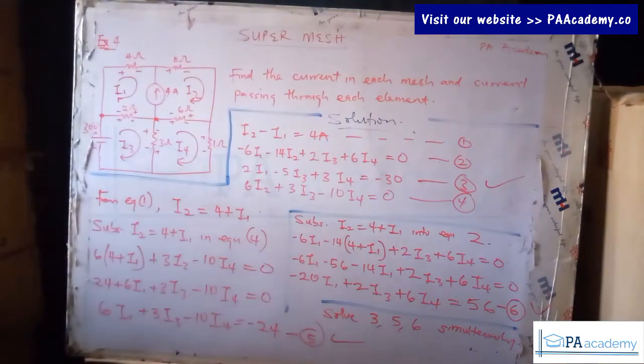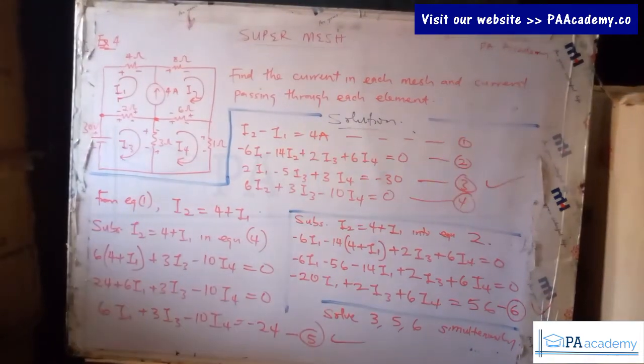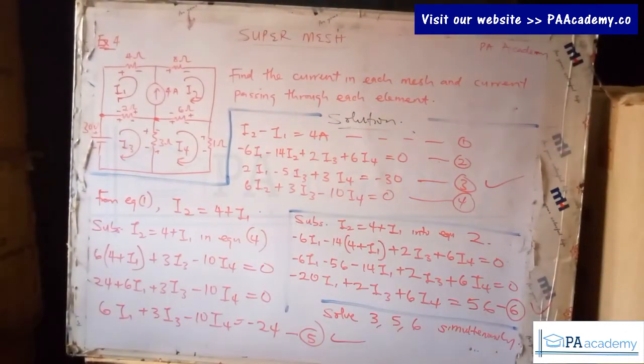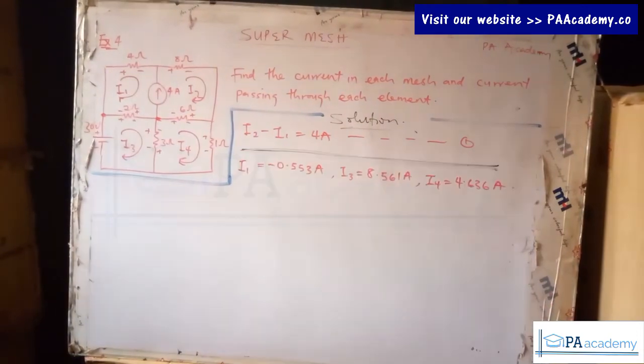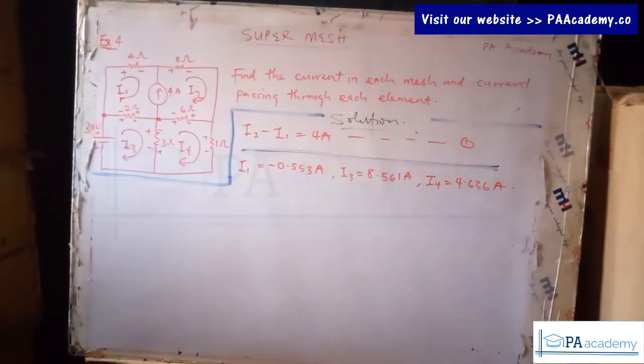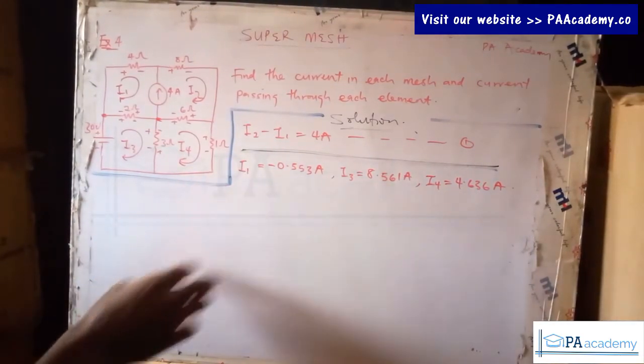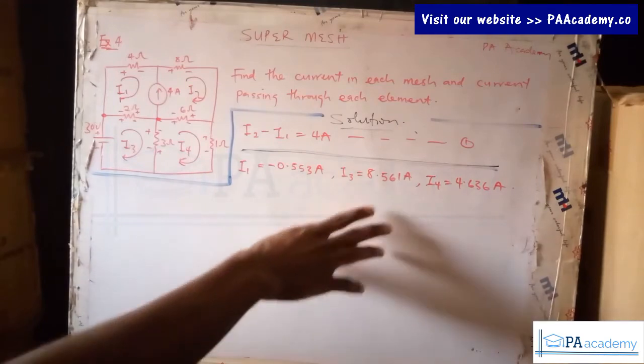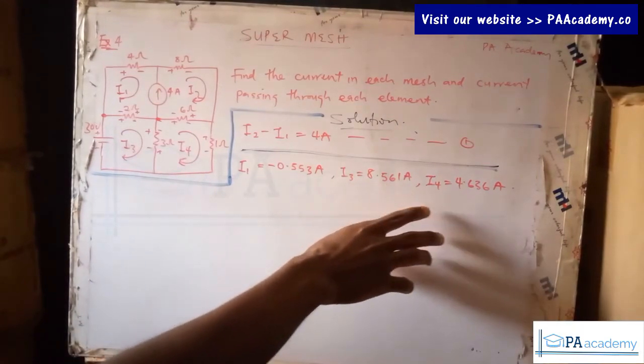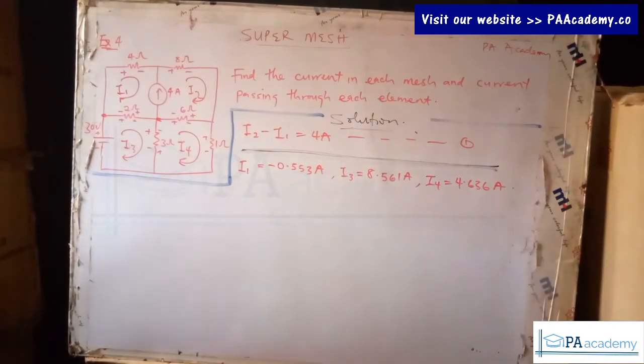So let's quickly do that. You might want to write this down before I clean it off because of space. Alright, if you solve equations 3, 5, and 6 simultaneously, you're going to get I1 to be minus 0.553 amperes, I3 to be 8.561 amperes, and I4 to be 4.636 amperes. The reason I didn't show it is just to save time, and I've demonstrated how to do that with your calculator in the last two examples. I want to believe you're able to get that concept, or you can even solve it using the substitution or elimination method.